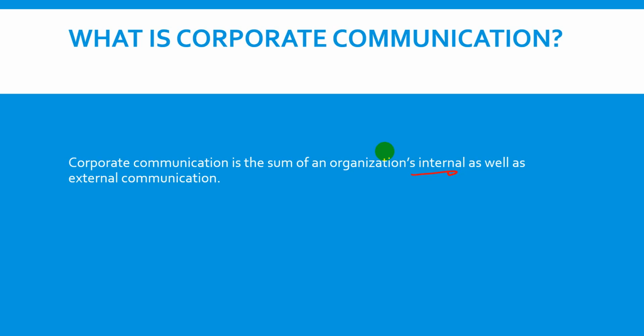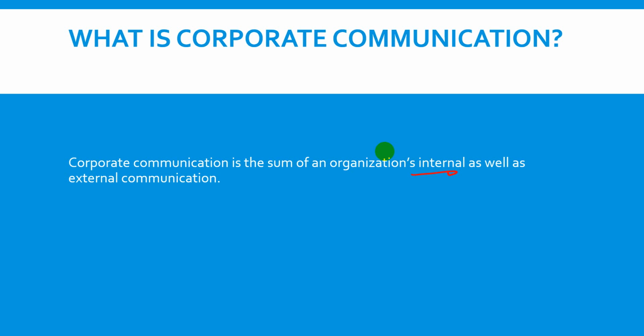So, what is corporate communication? Suppose you are working in an organization. Your boss asks you to suggest some ideas regarding a project. How will you do so? How can you communicate your ideas, thoughts, beliefs to your boss? How do you want it to be?